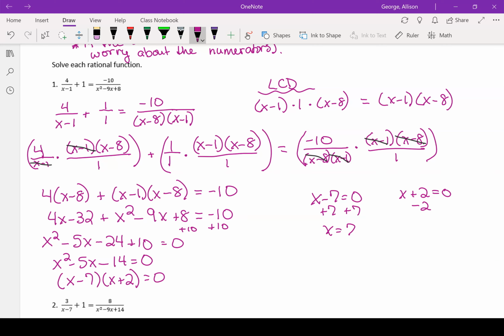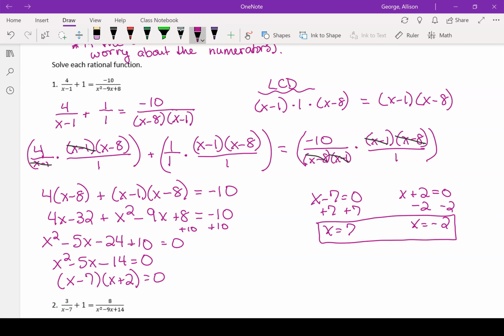And then I'm going to subtract 2 from both sides. Now I want to go back and check my denominators and make sure that none of those make the denominator equal 0. And if I plug those in, I'm good. So this one has 2 answers. It has x equals 7 and x equals negative 2.